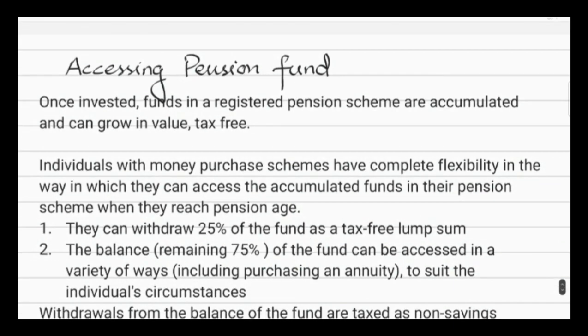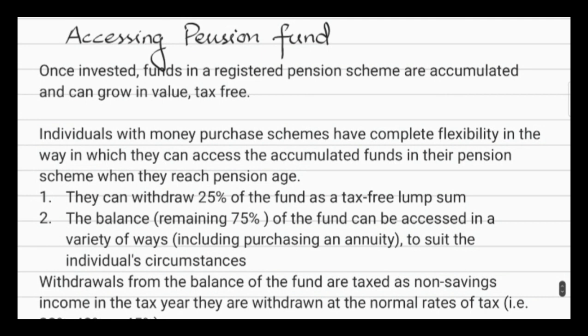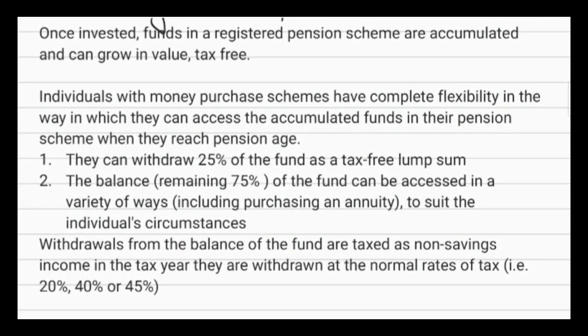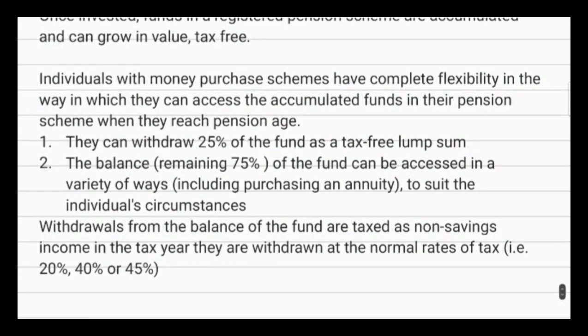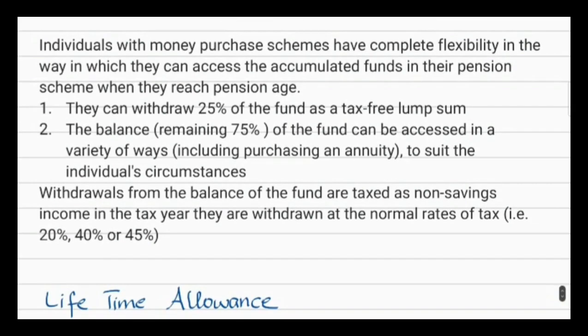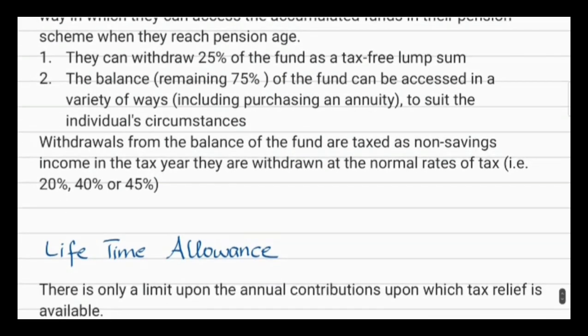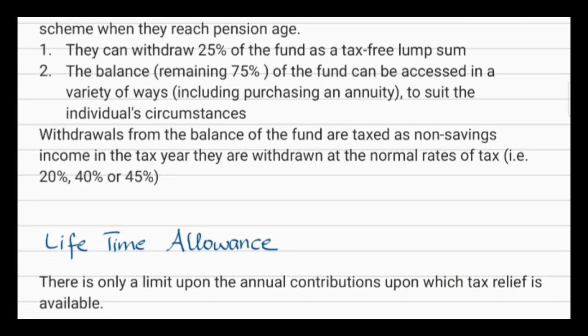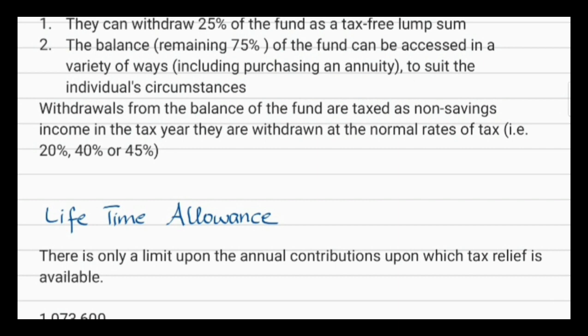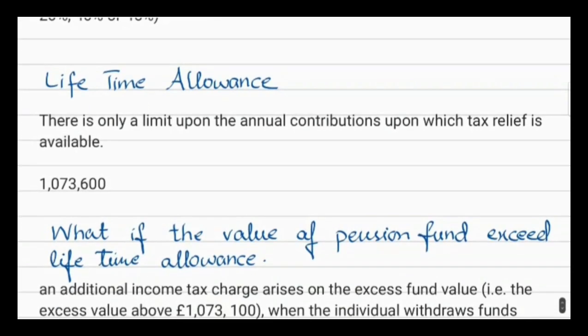Now, about accessing the pension fund. Once invested, funds in a registered pension scheme are accumulated and can grow in value tax-free. Individuals with a money purchase scheme have complete flexibility in the way in which they can access the accumulated funds in their pension scheme when they reach pension age. They can withdraw 25% of the fund as a tax-free lump sum. The balance of the fund can be accessed in a variety of ways to suit their individual circumstances, but withdrawals from the balance of the fund are taxed as non-savings income at the normal rates of 20, 40 and 45%.